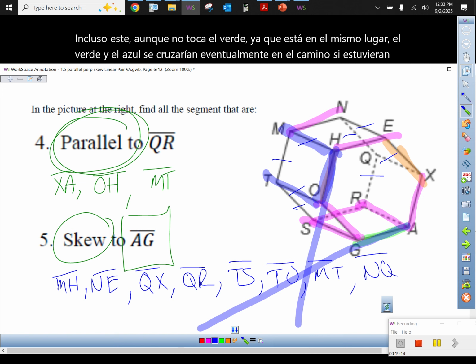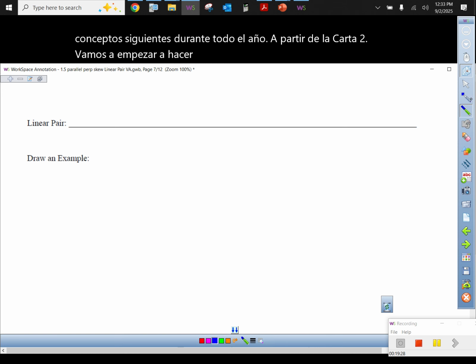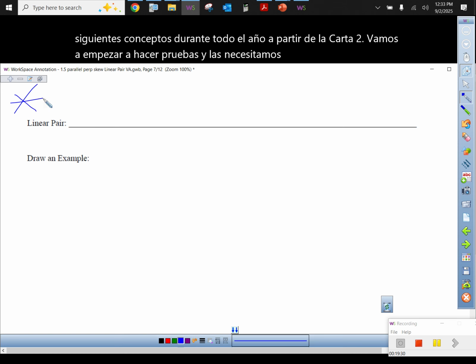Cool. Two words left, and they are huge. We will use these next two concepts all year long. Starting in Chapter 2, we're going to start doing proofs, and we need these next two. So if you would, put a big fat asterisk right here saying these next two things, linear pairs and vertical angles, are important. Please, if you struggle with these today, let us help you. If you struggle with them by the end of the week, we need to help you.